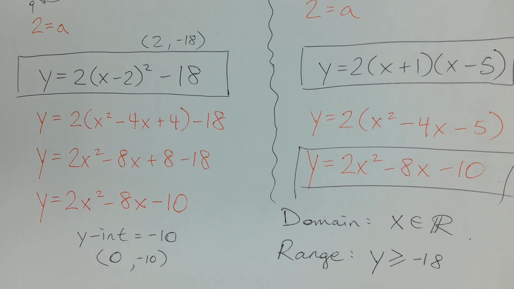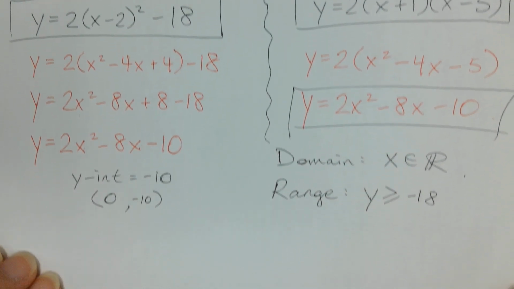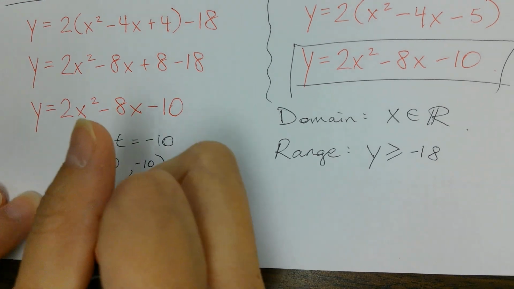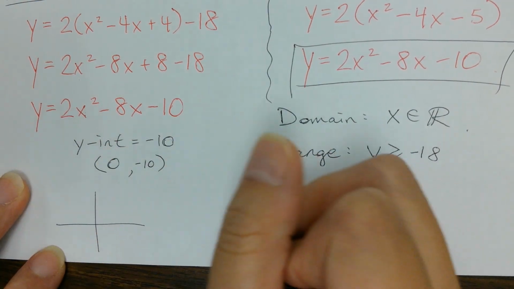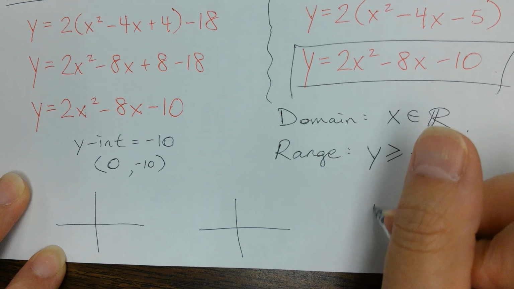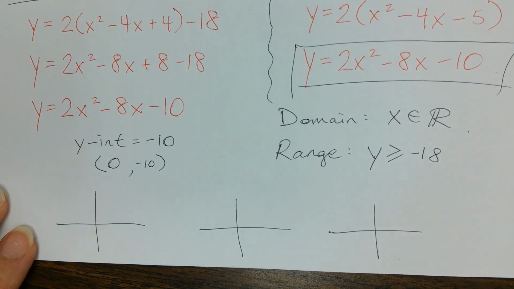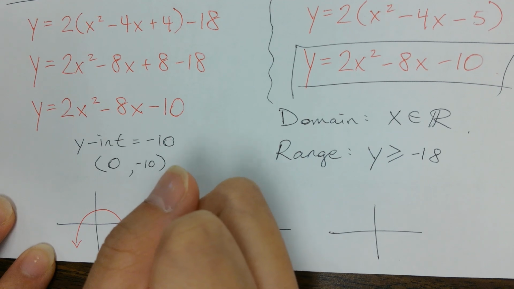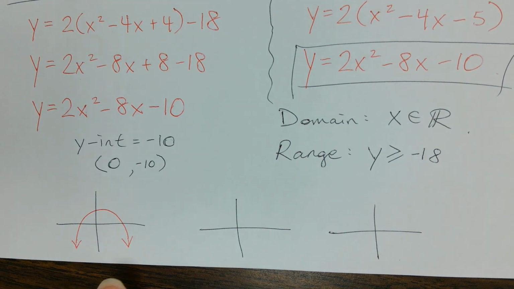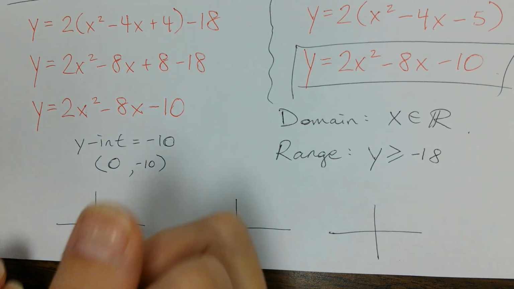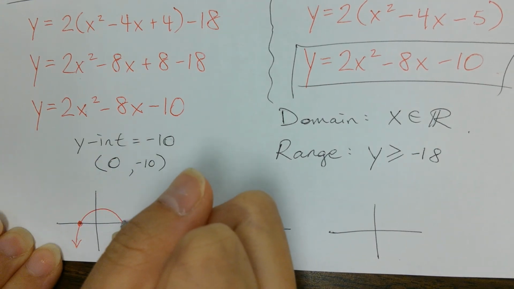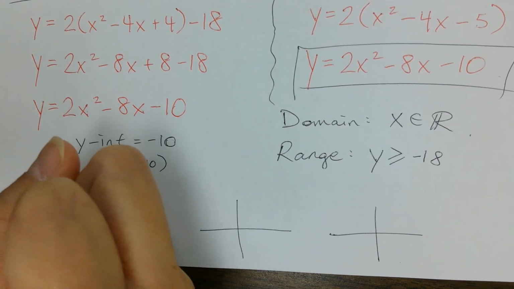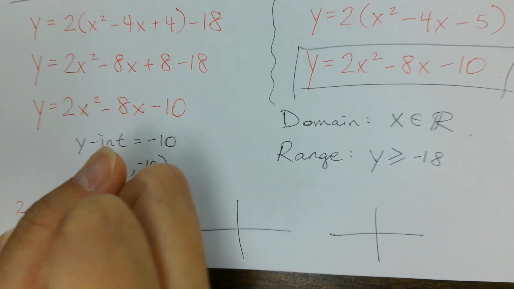Okay, last thing I want to go over. This is what Ryan was asking earlier. This parabola. How many x-intercepts do I have here? Two. Yes, one, two. So I have two x-intercepts.